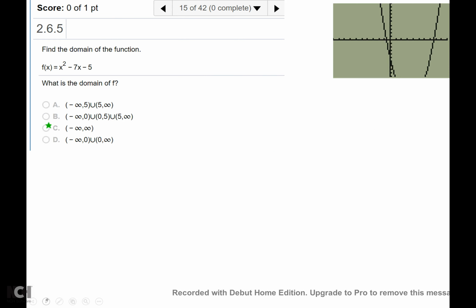All right, says find the domain of the function. Domain, you're looking for denominators may never equal zero, and even radicals must stay positive. There's no drama here. There's no denominator with x's in it. There's no radicals with x's in it. So there's no restrictions. Your domain goes forever and ever. All real numbers. You can see there's no gaps or jumps in here. So the domain is everything.